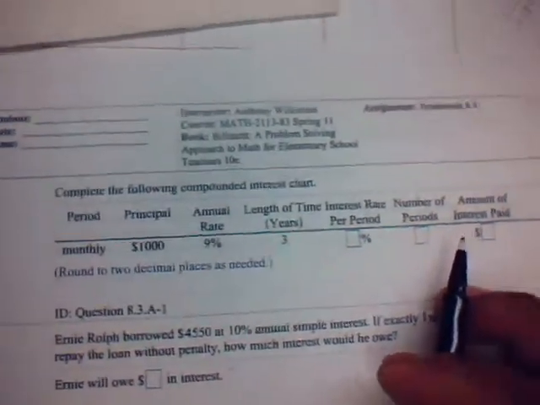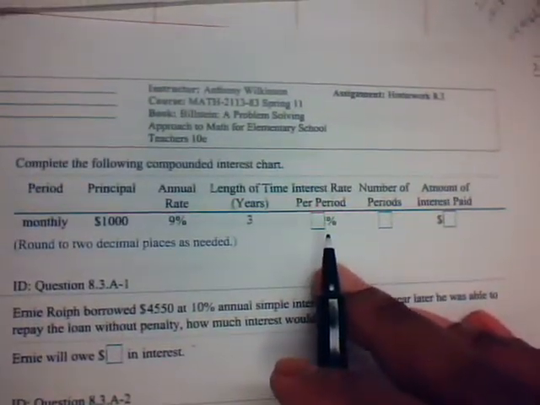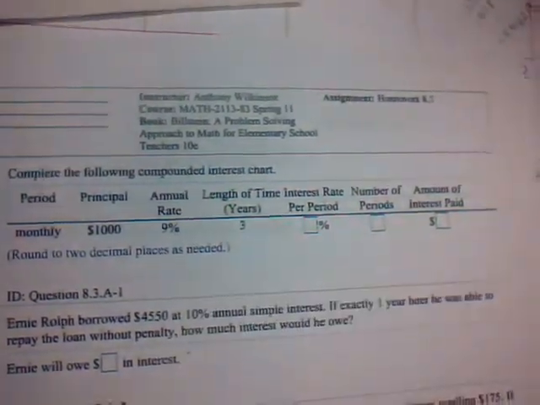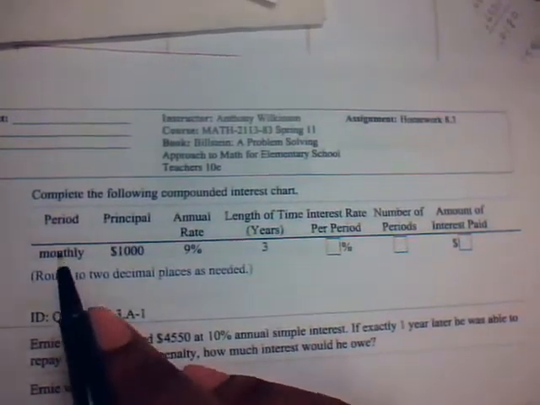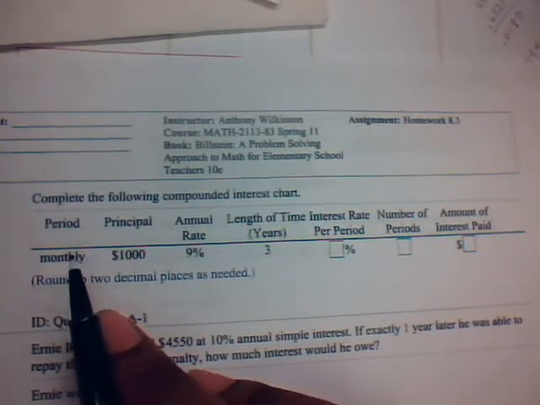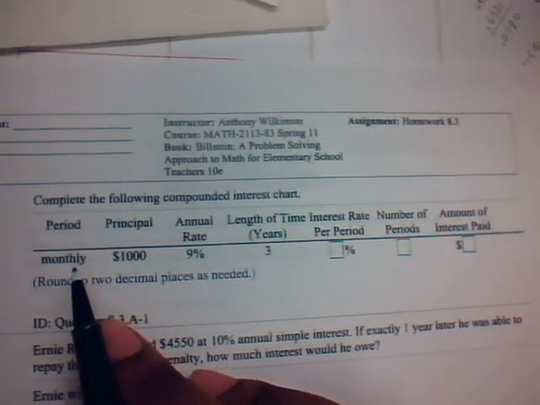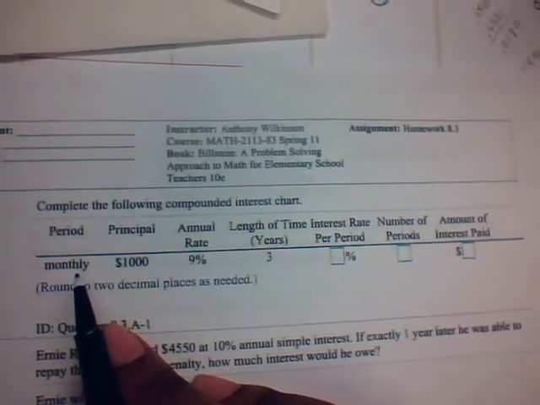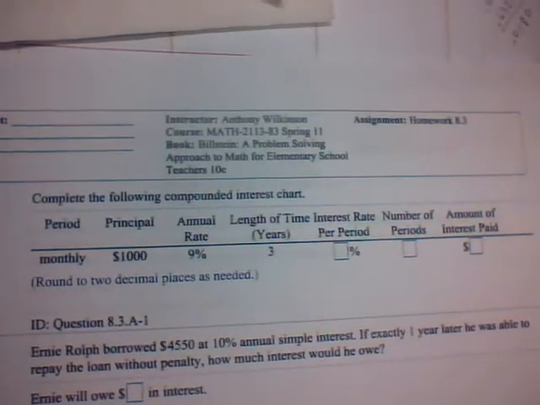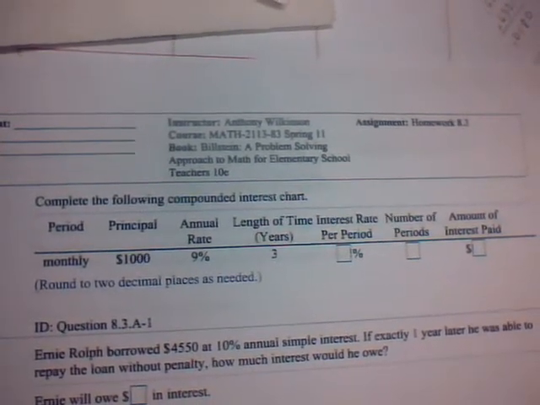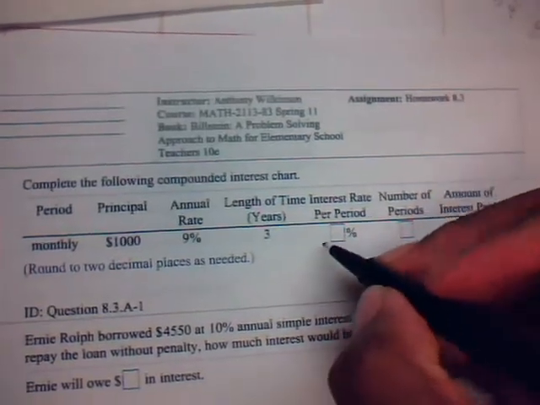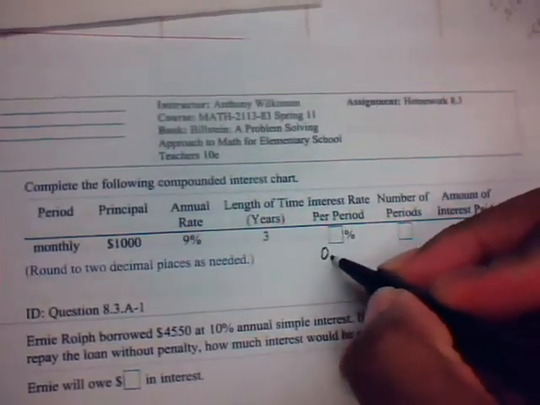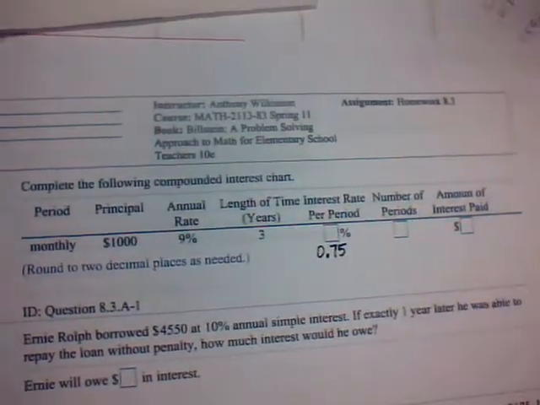Well, in this case, let's start off with the interest rate per period. The annual interest rate is 9% and is compounded monthly. That means that there are 12 compoundings in a single year, since there are 12 months in a year. So we'll take that 9% and divide that by the 12 months. So that means that the interest rate is 0.75.